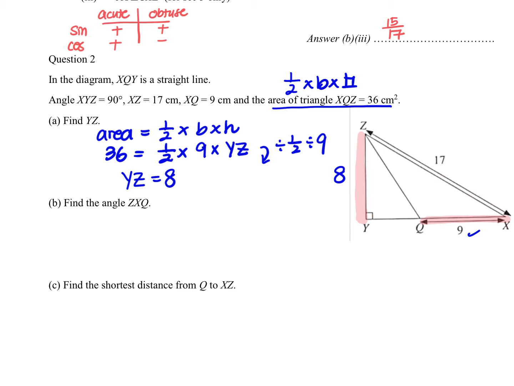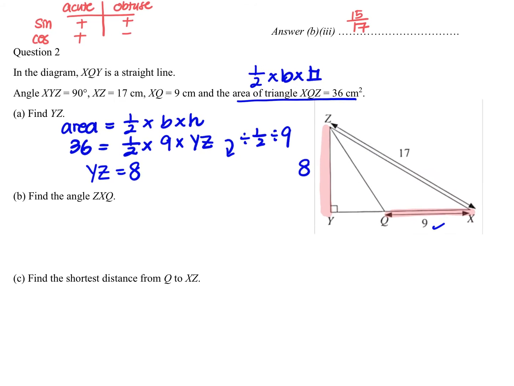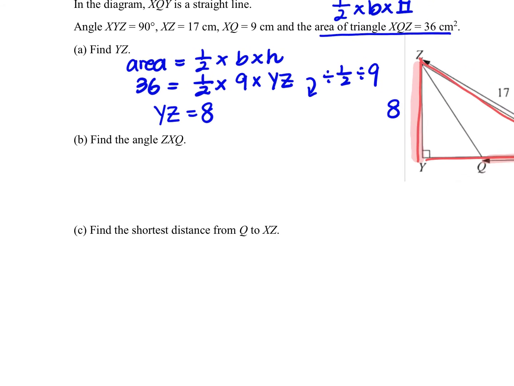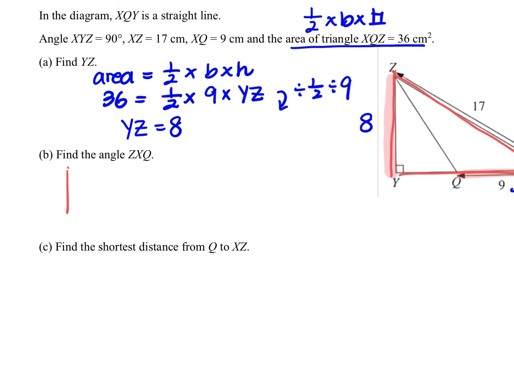Next one, we have to find the angle ZXQ. Where is angle ZXQ? ZXQ is over here. Now, if I were to look at ZXQ itself, I don't have enough information because it's not a right angle triangle. In the Sec 2 syllabus, I want to use trigonometry, so I need to find a right angle triangle for me to use. So in this case, I'll use the right angle triangle XZY. I just draw this out again. So this is my 90 degrees.